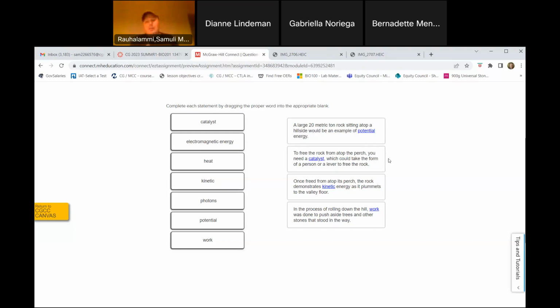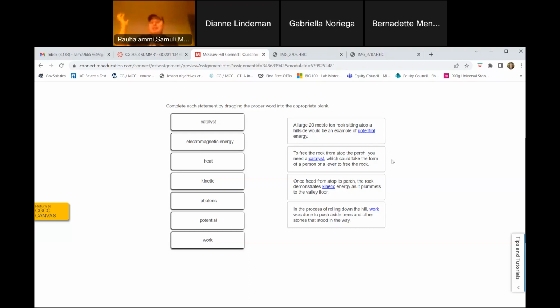The next one that we're seeing here: to free the rock from the top of a perch, you need a catalyst, which could take the form of a person or a lever to free the rock. In this case, the catalyst is the term that we want to show you. That's something that triggers that change. Just simply a book on a bookshelf has potential energy, since it's stored high up there, it's just not going to randomly fall.